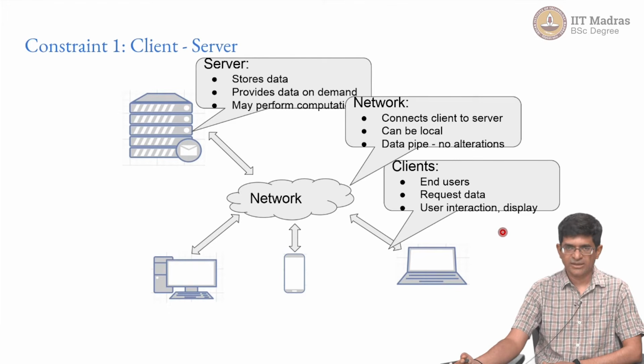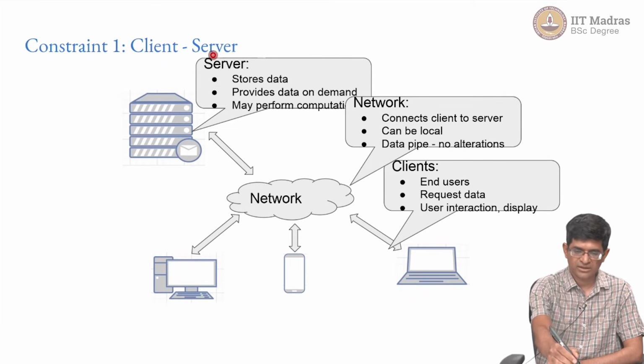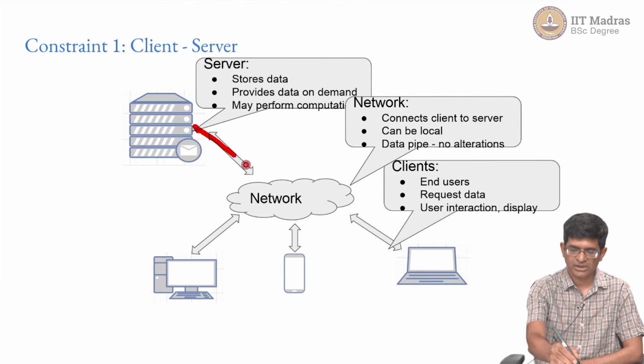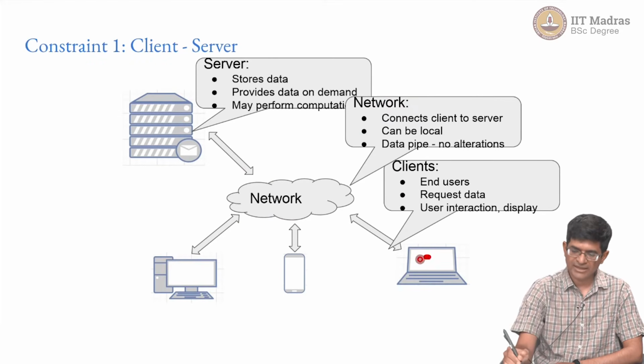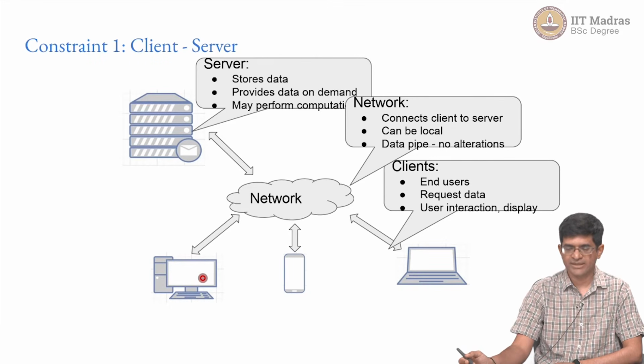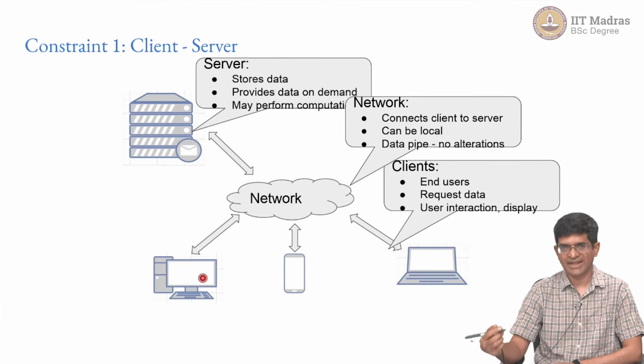So the first constraint that is assumed for the web architecture, the web platform, is that of course it's a client server platform. This is something we've been repeating multiple times. So you have a server that provides data, it stores data, connects over a network to various clients. So you have different clients, they could be desktops, laptops, mobile devices, or even some kind of other machine which is actually sitting in a data center somewhere. So the point is, the client does not necessarily need to even be a human being.